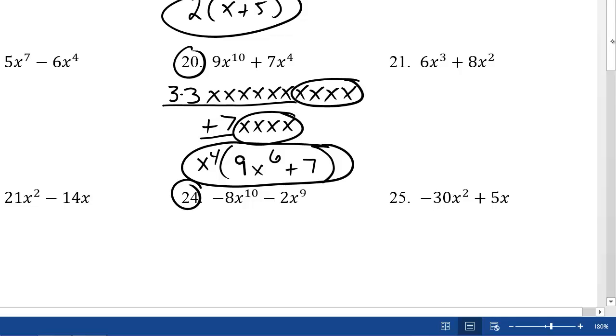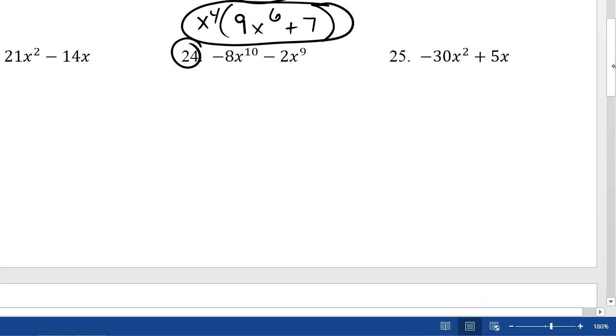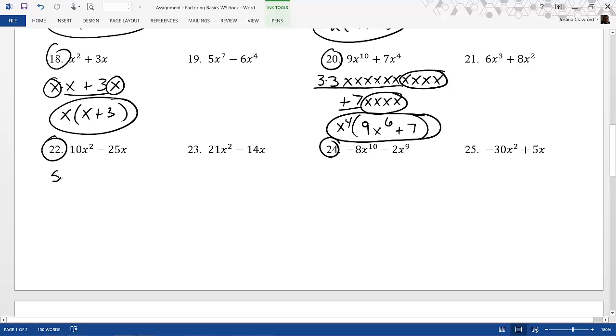Now, number 22. We have 10x squared minus 25x. 10 breaks up to 5 times 2. X squared breaks up to x times x. Minus 25x, which is going to be 5 times 5 times x. Only thing in common is going to be a 5 and an x. So 5x is what you're going to pull out. So 5x on the outside. On the inside is 2 times 2x minus 5.